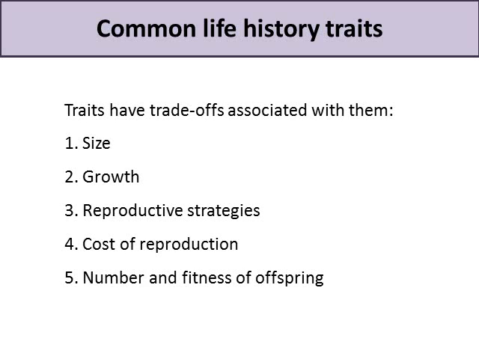So some of the common life history traits we're going to be looking at. Size: how big of an organism, do you grow, do you not grow? Growth: grow or reproduce. Reproductive strategies. There's always a cost of reproduction. So we're going to be looking at some of those costs, and the number and fitness of offspring.